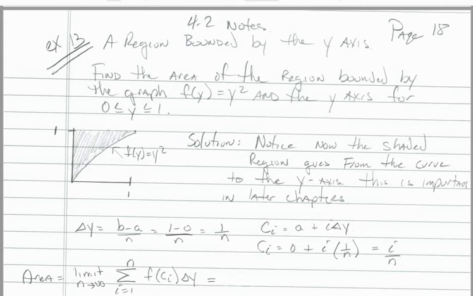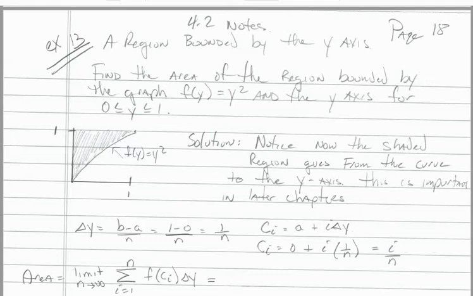This will be the last example we're going to go through with 4.2. This is example 13. The only difference really on this one, all the steps are the same, only we're going to actually bound the region to the y-axis now. So, if we take a look, it says find the area of the region bounded by the graph f of y equals y squared, and the y-axis for y being between 0 and 1.